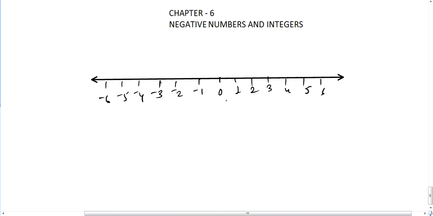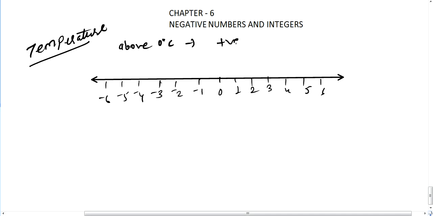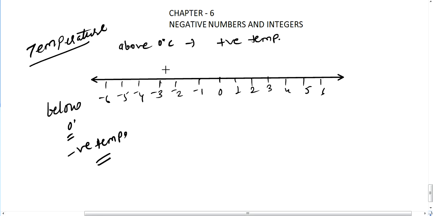And how we can represent positive integers and negative integers. Simply regarding temperature. So regarding temperature, if we are having above 0 degree Celsius, then we are having positive temperature. Then if we are having below 0, we are having negative temperature. Clear? Then something like height above sea level is represented by a positive value, then height below sea level is represented by a negative value.